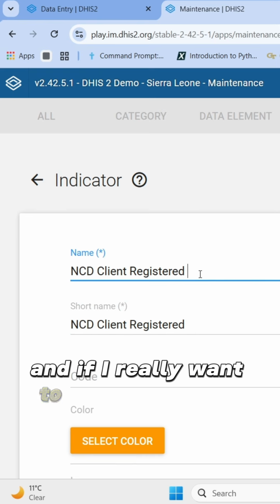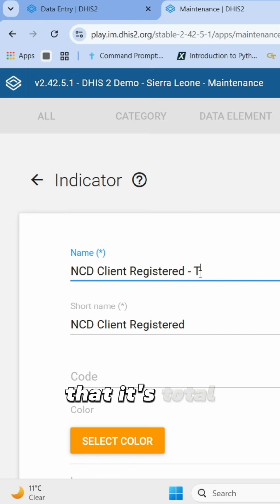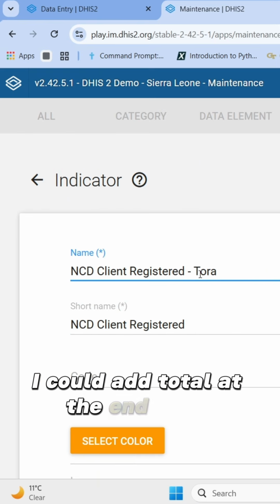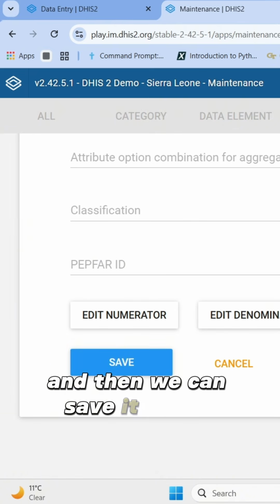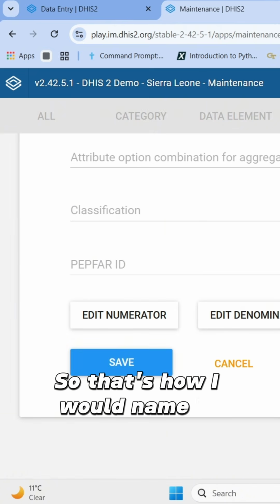And if I really want to make sure that someone knows that it's total, I could add total at the end there. And then we can save it, right? So that's how I would name it.